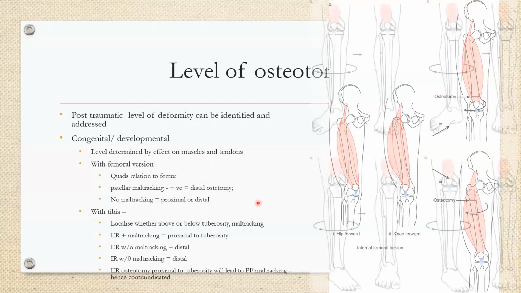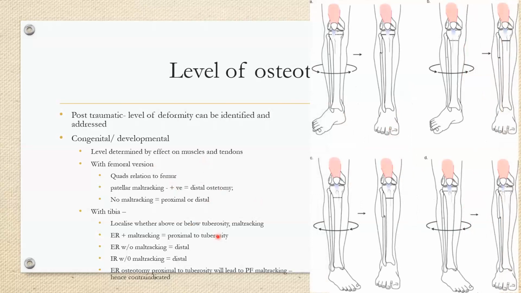Similarly, with respect to the tibia, we have to localize whether the deformity is proximal or distal to the tuberosity and whether there is any patellar maltracking. If there is external rotation with maltracking, then both the maltracking as well as the rotation have to be addressed. Hence, it is done by using an osteotomy proximal to the tibial tuberosity. Whereas if there is isolated external rotation without maltracking, the osteotomy can be done just distal to the tuberosity. And if there is internal rotation without maltracking, it can again be addressed distal to the tuberosity.